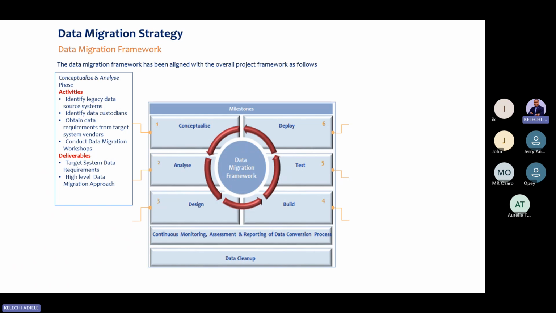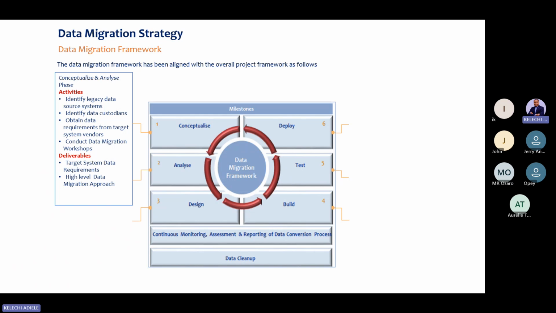Then the next will be to obtain data requirements for target system vendors. You need to gather requirements. You need to also involve the vendor who is currently managing that server. The fourth is conduct data migration workshop. So you have to plan for a data migration workshop.